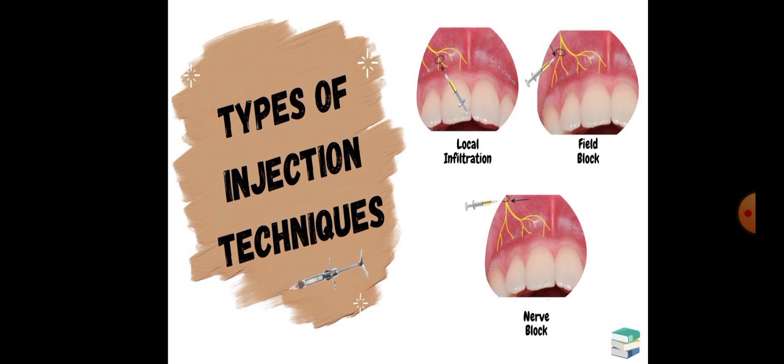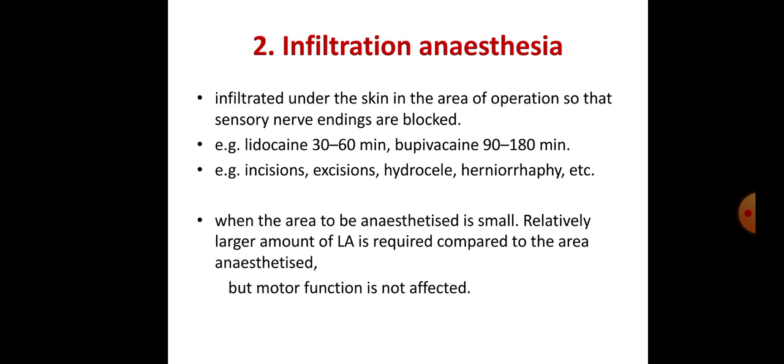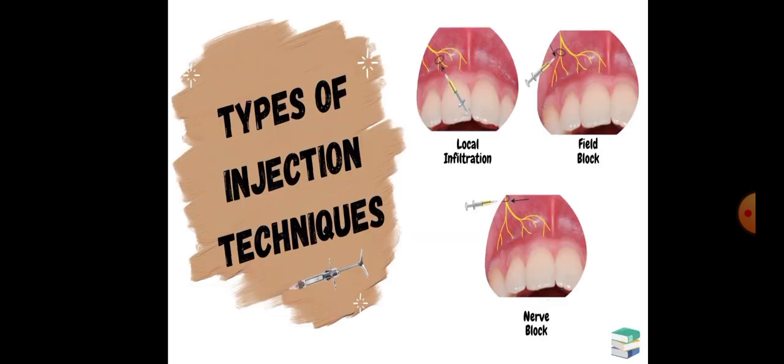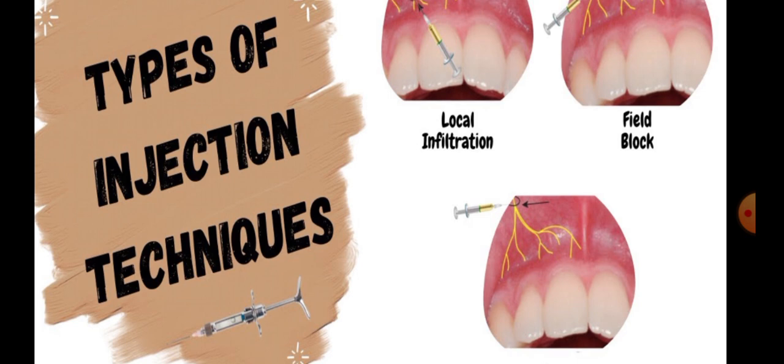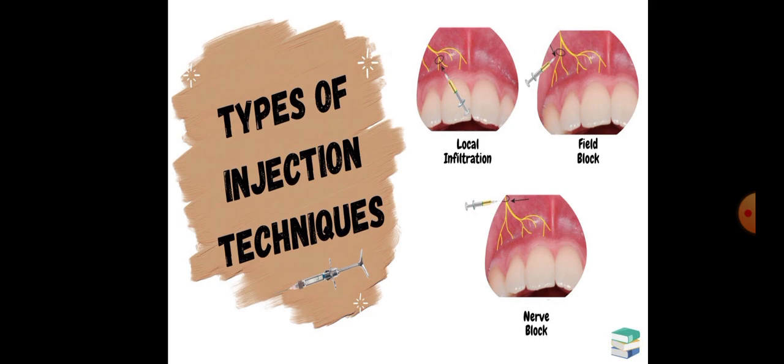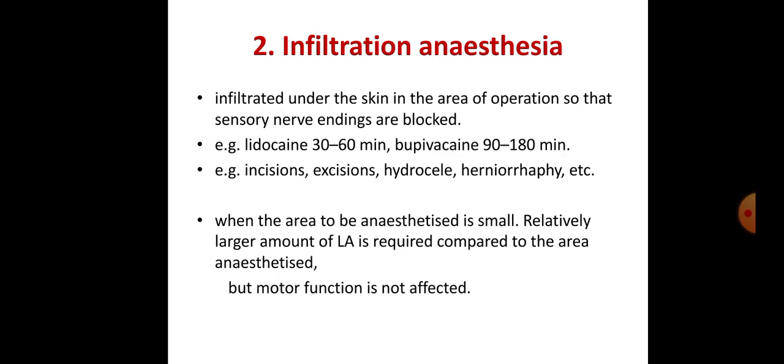Next, different types of injections. Among them, first is infiltration anesthesia, where the drug will be given subcutaneously. There are three types where the subcutaneous drug will be given but in different forms. One is local infiltration, another one is the field block, or the nerve block. The field block and the nerve block come under one kind of thing, which I'll discuss. In infiltration anesthesia, the sensory nerve endings will be blocked.